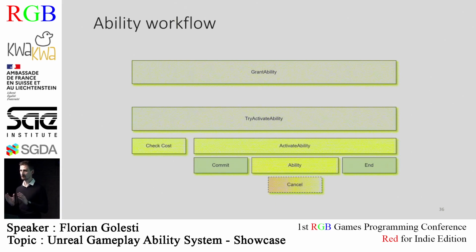This function has a check cost first. This is useful because you may want to say that if you dash, your dash will use some energy points, and you must have enough energy points to afford the cost. And then you have activate ability, which is the code that you can override yourself to make your own ability. So you start first to commit, then you write your ability, you can cancel it at this point, and then you end the ability.